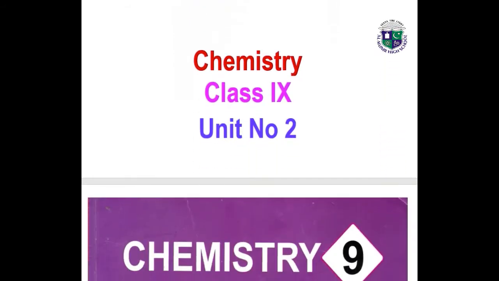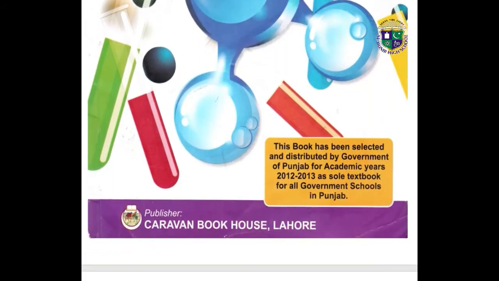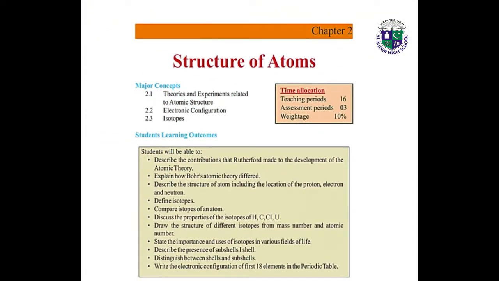Class 9. This is your chemistry lecture. Today we are going to start our unit number 2. This is the title page of your chemistry book for class 9. The topic of the second chapter, unit number 2, is structure of atoms.